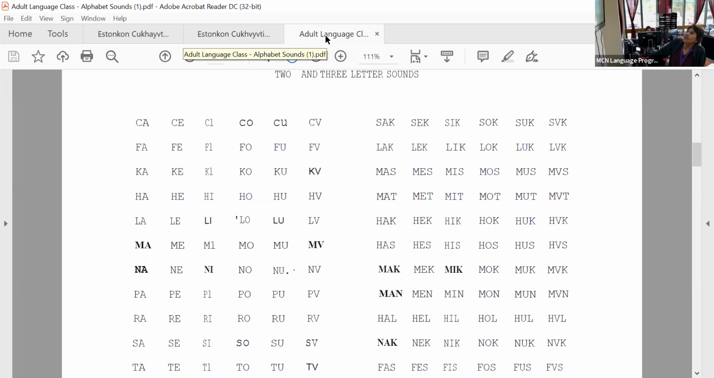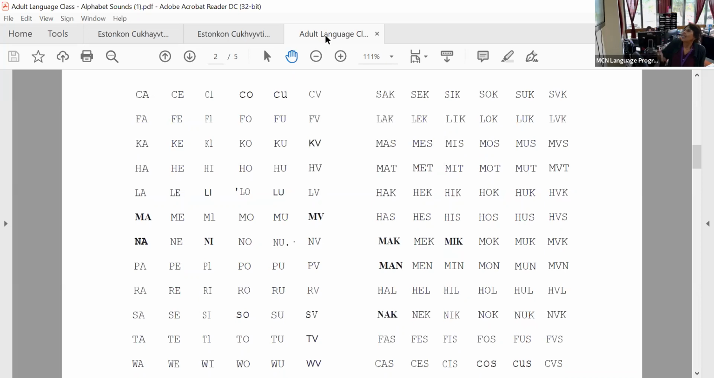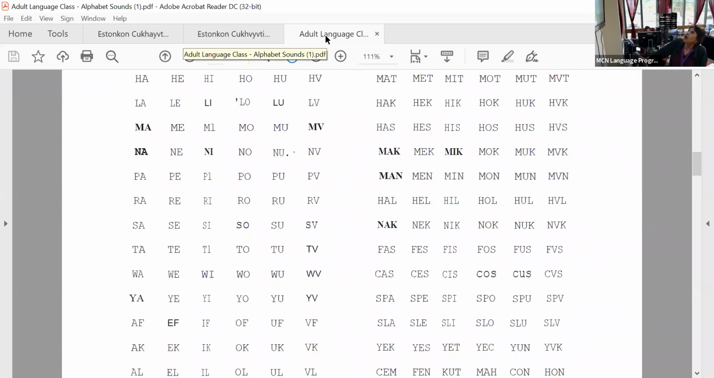Moss, meese, mace, moose, mus, mot, meat, mate, moat, moot, mut, hawk, heek, hake, hook, huck, hoss, he's, pace, horse, goose, hus, mop, meek, make, mook, muck, mon, mean, main, mun, moon, hull, heel, hail, hole, hool, knock, neek, nake, nook, knock.